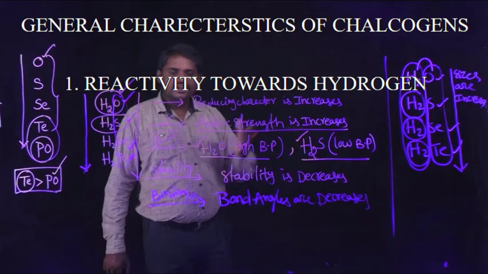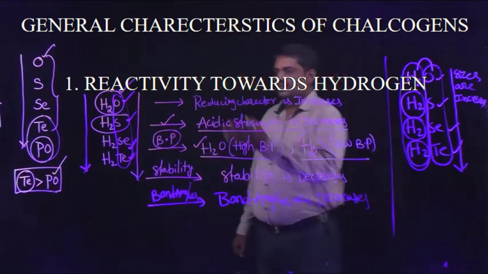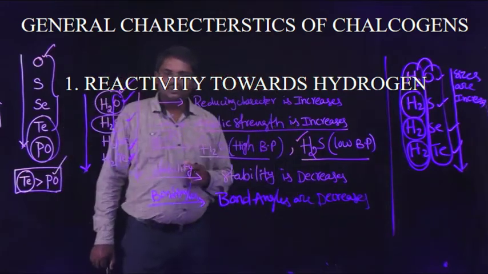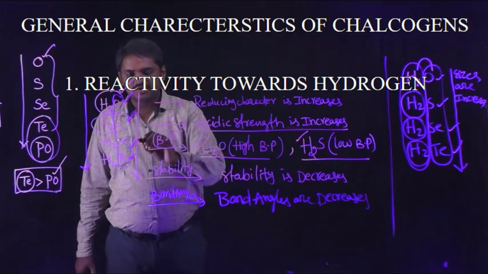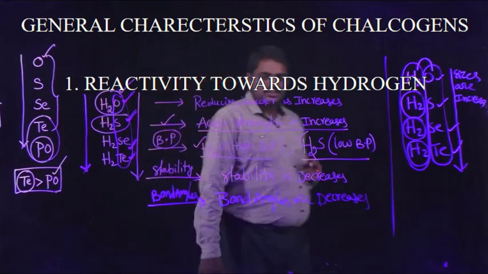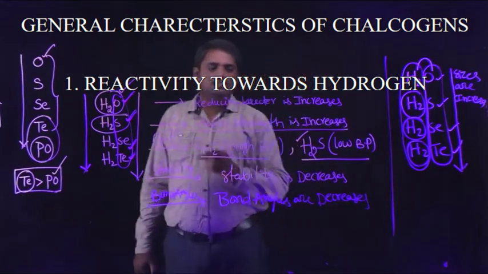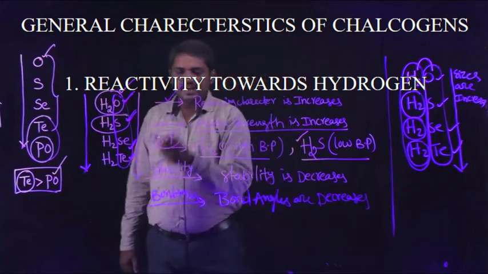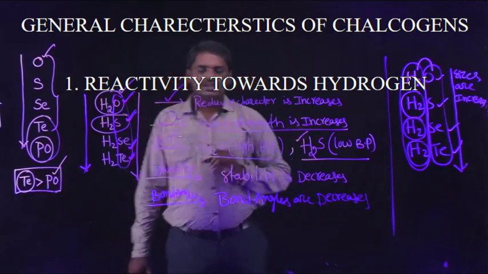Finally, once again, recall these points. First, 16th group elements react with hydrogen to form different types of hydrides like H2O, H2S, H2Se and H2Te. Some properties of these hydrides are observed. Generally, on moving down the group, reducing character increases, and acidic strength also increases.